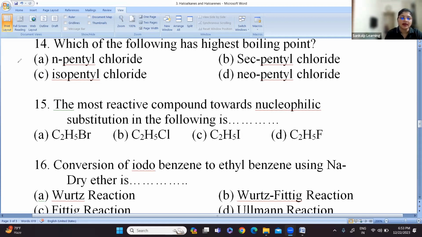Okay, so remember that better the leaving group, faster is the nucleophilic substitution reaction. The stability of the leaving group is iodine is greater than bromine, is greater than chlorine, is greater than fluorine, fluoride ion. So better the leaving group, faster is the nucleophilic substitution reaction. Remember this. So which will be the answer now?